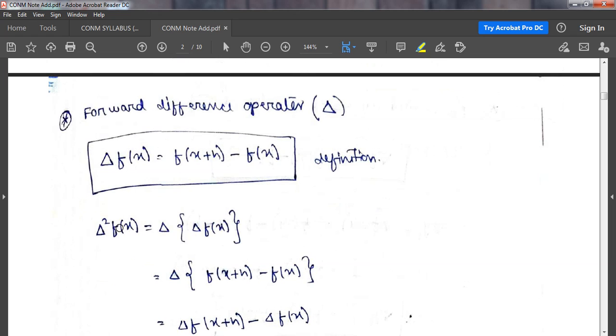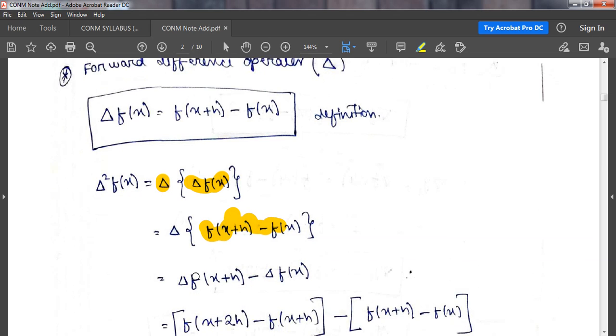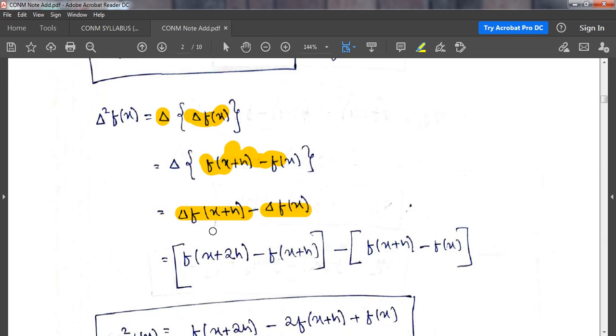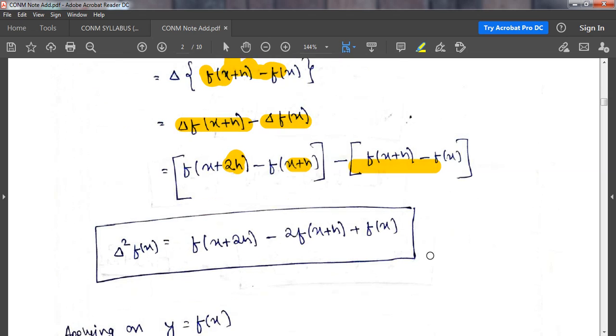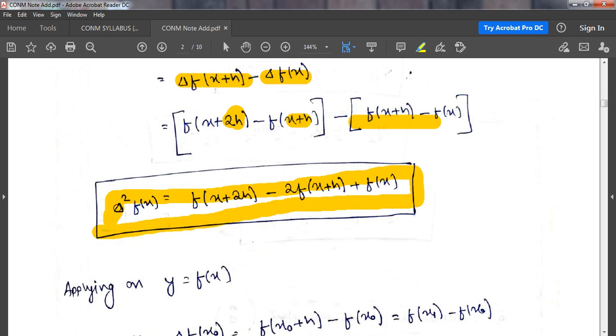If it is square, del square f of x, what happens? Del on del f of x. And what is del f of x? It is f of x plus h minus f of x. Then it is basically del f of x plus h minus del f of x. What is the meaning of del f of x plus h? It is the next value. See, it was h, so it now became 2h. If you do it, then you find that del square f of x is equal to f of x plus 2h minus 2 f of x plus h plus f of x. You don't have to remember them, but if you practice a lot, then it will be in your memory only.